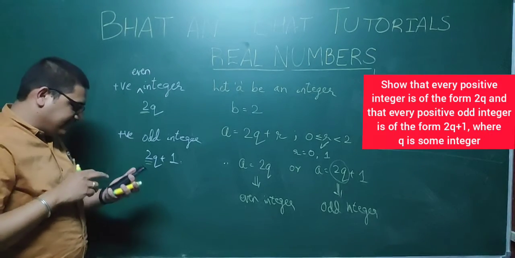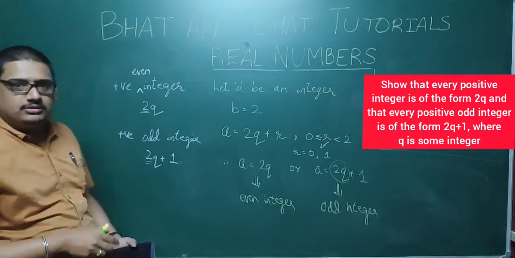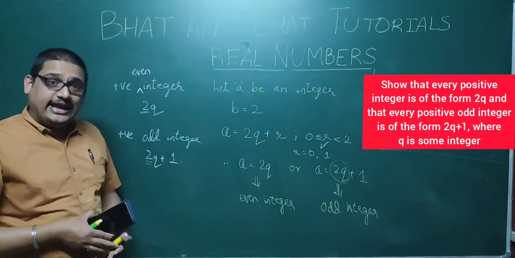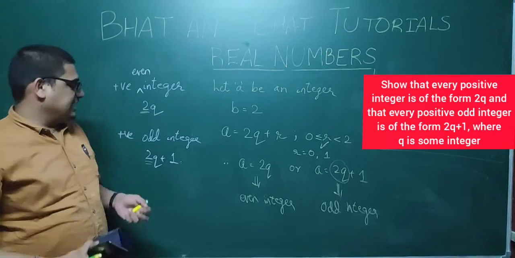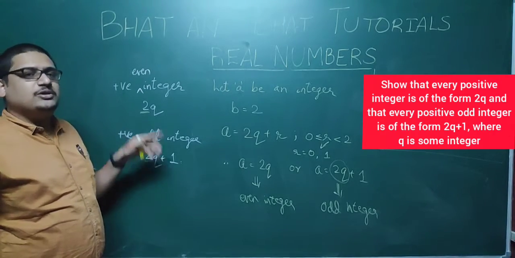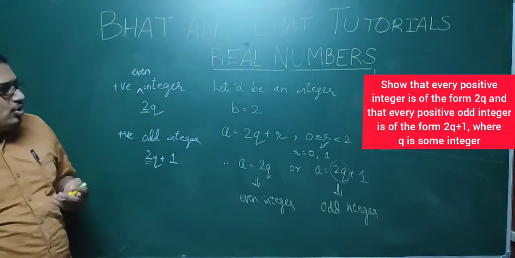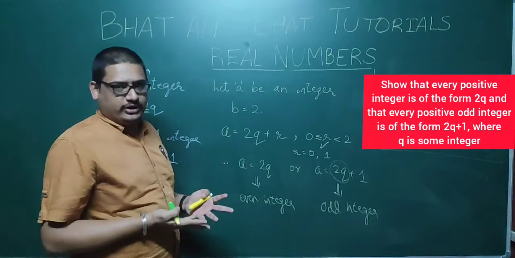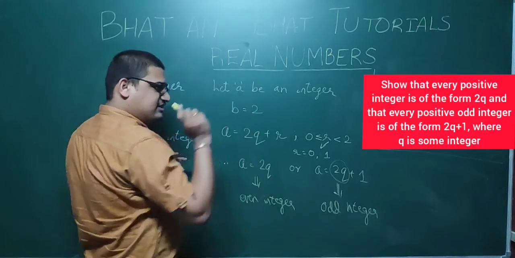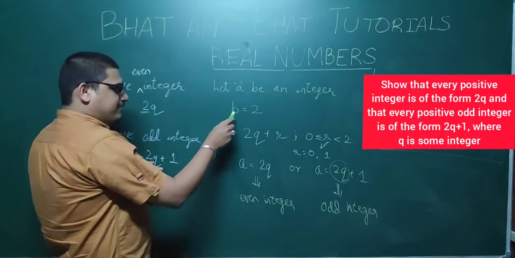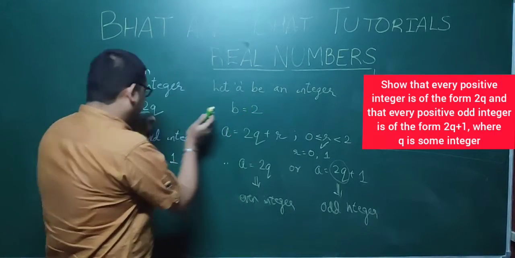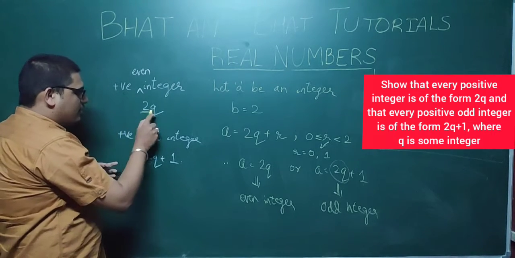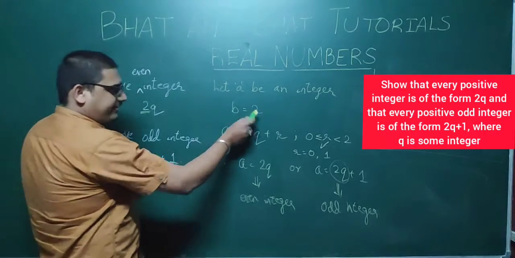So the question said that any positive even integer can be represented in the form of 2q, and any positive odd integer can be represented in the form of 2q plus 1. You have to prove that. So what did we do? This is a general procedure for this kind of question they ask in the board exam. You have to say, let a be an integer. Then b, the number should be taken indirectly from the given question. It is in the form of bq plus 1, so my b will be equal to 2.